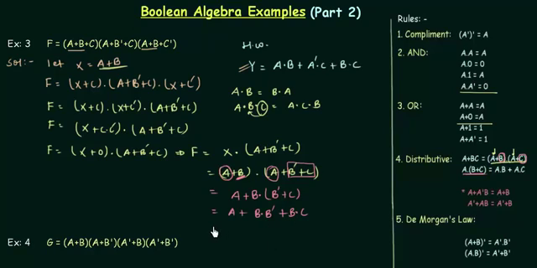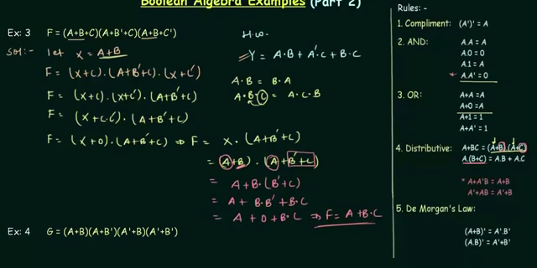Now b and b complement is 0, so a or 0 or b and c, and this is equal to a or b and c. So this is my answer, and you cannot reduce it further. So this is the way to solve the Boolean algebra, and I have used distributive laws. I have used a and a complement equal to 0, it is very important, and also I have used a or 0 is equal to a.